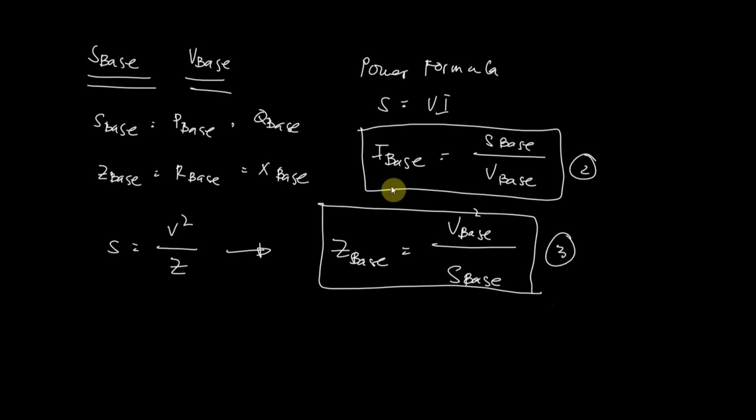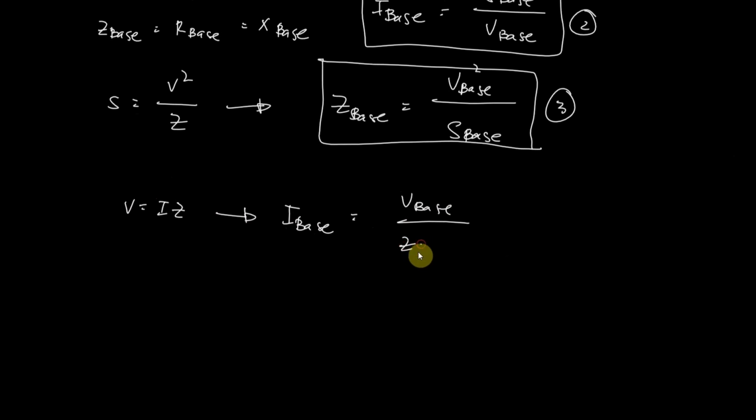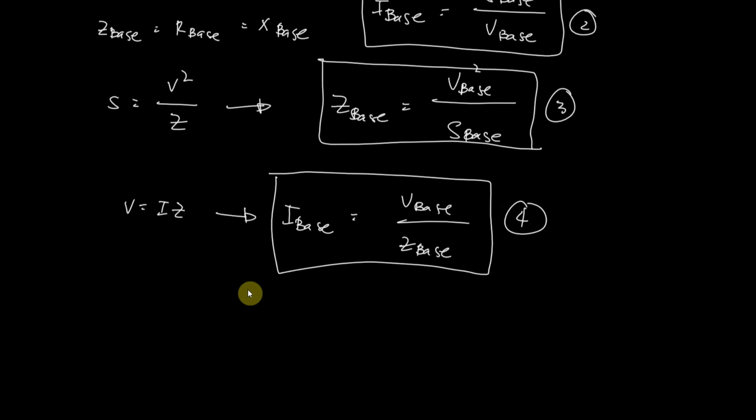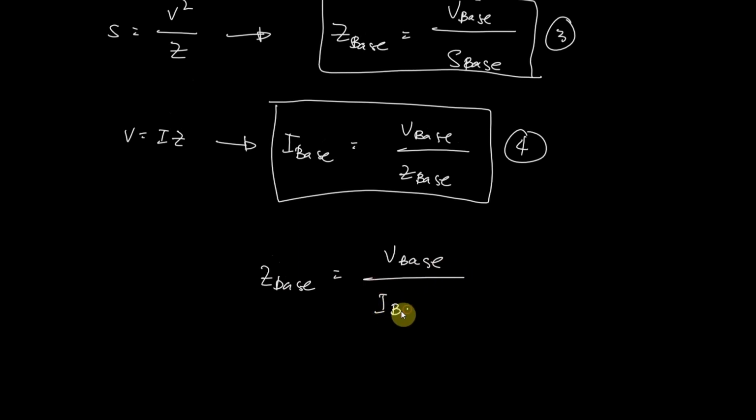Equation 3. Okay? And then from Ohm's law naman, so meron tayong Ohm's law na formula which is V is equal to IZ. So, makukuha naman natin dyan yung ating base current is equal to V base divided by Z base. Okay? So, equation 4 natin yan. And then, from the Ohm's law pa din, ating Z base naman, Z base is equal to V base divided by I base. Okay? So, yan yung ating equation 5.